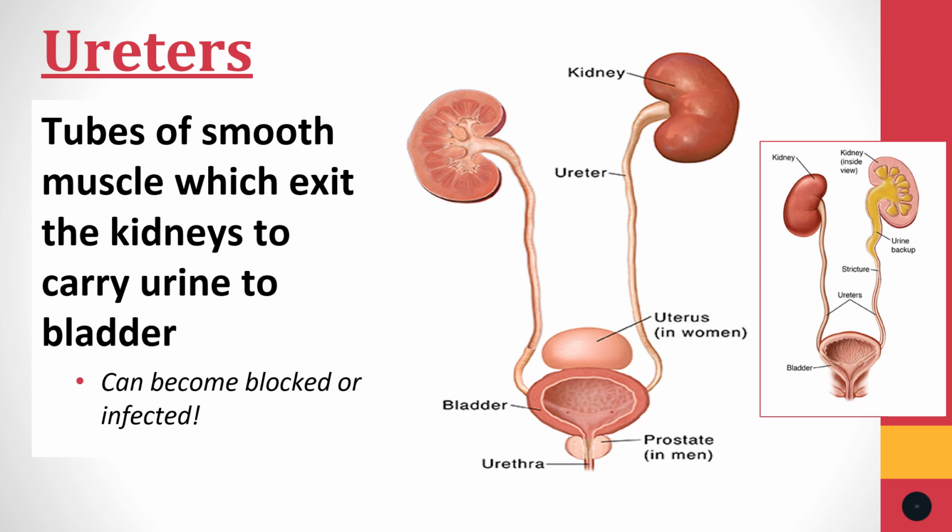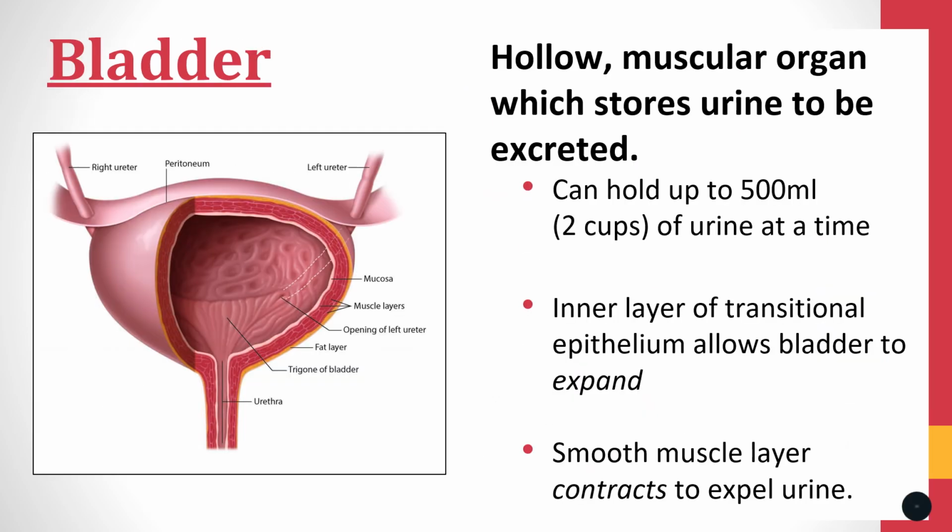So let's talk about the ureters. These are just going to be tubes of smooth muscle, which are going to exit the kidneys, and then they're going to carry that urine all the way to the bladder. These can become blocked or infected. This is what happens when we have a kidney infection, is we end up with these blocked, and sometimes we can end up with urine backup and all kinds of bad stuff. You don't want urine backing up into your kidneys. That's a bad deal. So then after we get through the ureters, we're going to move down to the bladder.